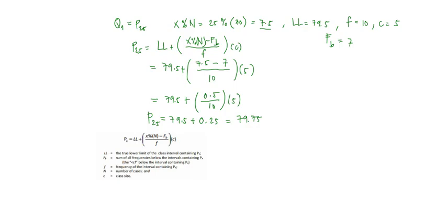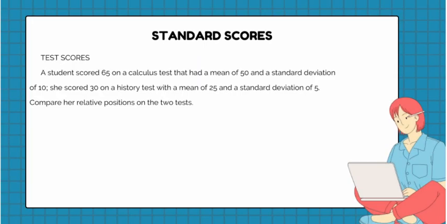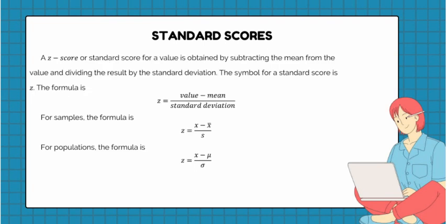Okay? Yon. And then we also have another measure of relative position, which is our standard score. Ano naman yung use ng ating standard score? So basically, yung standard score natin is going to tell you how many standard deviations a data value is above or below the mean for a specific distribution. So basically, in symbols, a z-score or standard score for a value is obtained by subtracting the mean from the value and dividing the result by the standard deviation. So in symbols, z is equal to value minus mean divided by standard deviation.